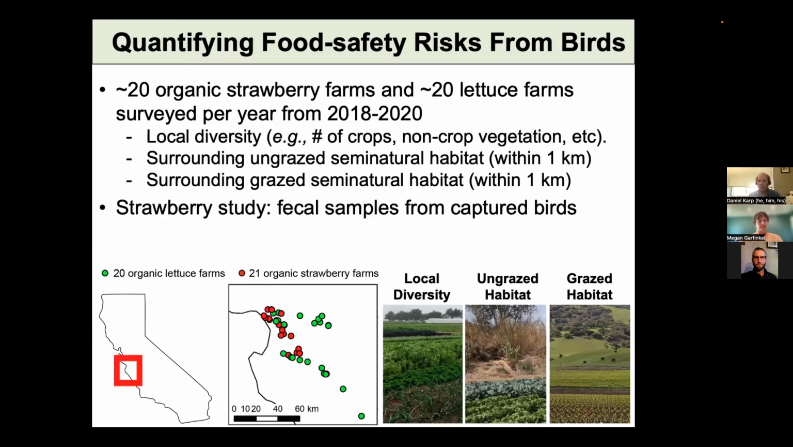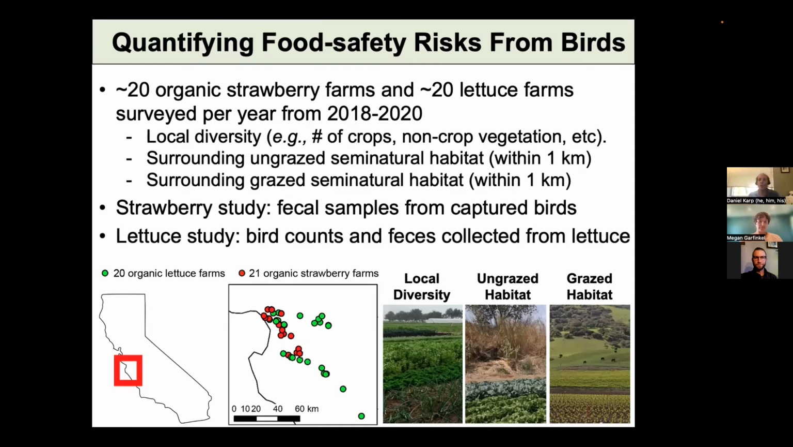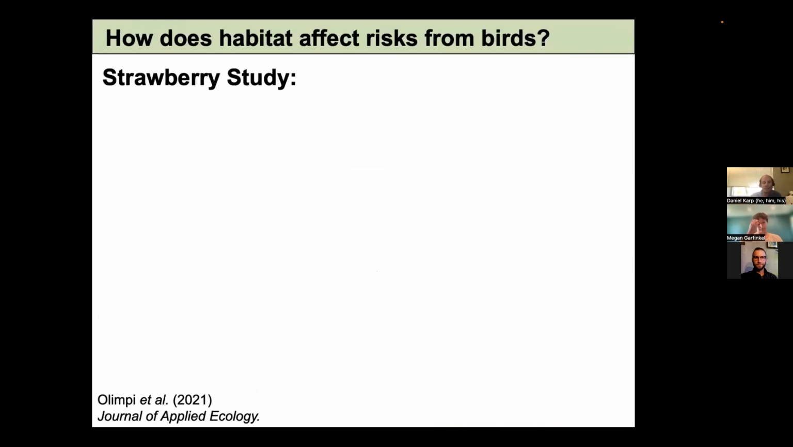For the strawberry study, what we're doing is capturing birds with these mist nets and then collecting feces directly from them and testing them for foodborne pathogens. And then for the lettuce study, what we were doing was collecting feces from the lettuce. So going out there, looking on the lettuce, seeing if we can find any bird poop, and then collecting it and looking to see whether it's testing positive for pathogens, and then also doing bird counts to see which birds are around. So let's start off with this strawberry study.